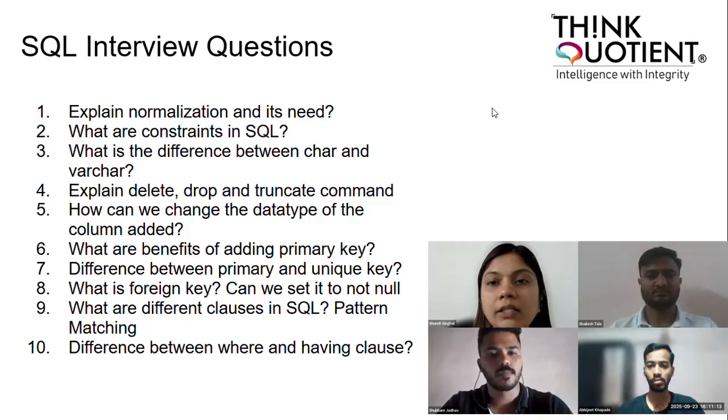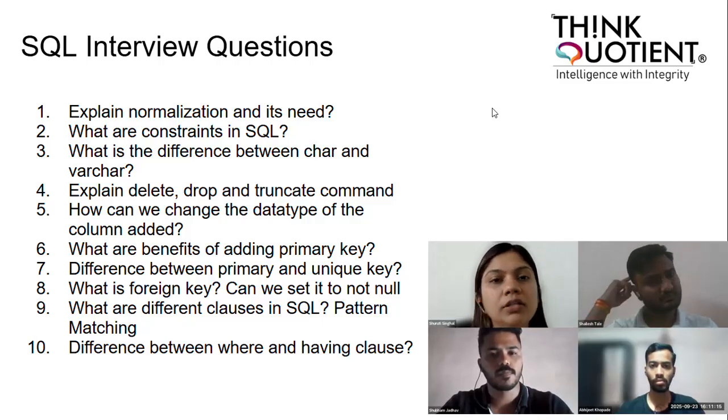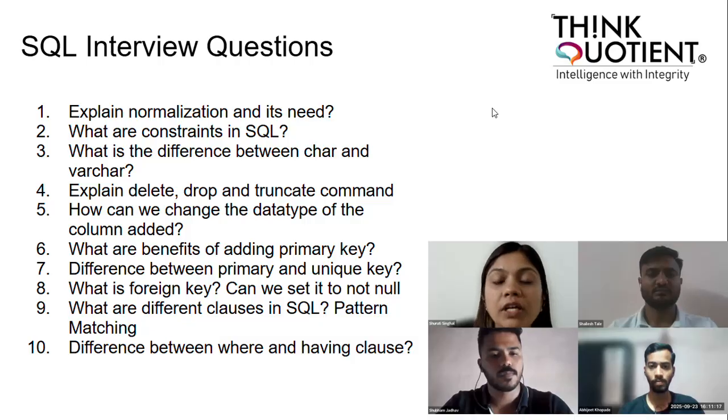Basically, these 3 commands are for deletion purposes, right? Drop and truncate are part of DDL commands, data definition language, while delete comes under DML, data manipulation language. DDL commands cannot be rolled back because the operation is auto commit. We can't roll back in any situation. So drop and truncate cannot be rolled back, whereas the delete command can be rolled back if auto commit is off.